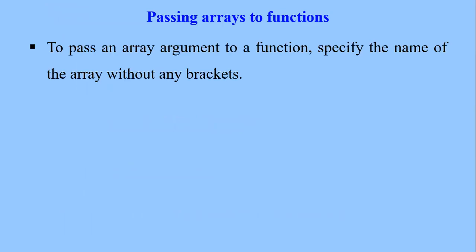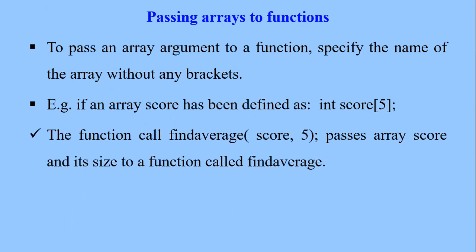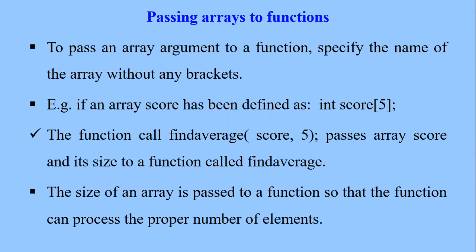To pass an array argument to a function, specify the name of the array without any brackets. For example, if an array score has been defined as int score[5], the function call find average(score, 5) passes array score and its size to a function called find average. The size of an array is passed to a function so that the function can process the proper number of elements. C automatically passes arrays to functions by reference.